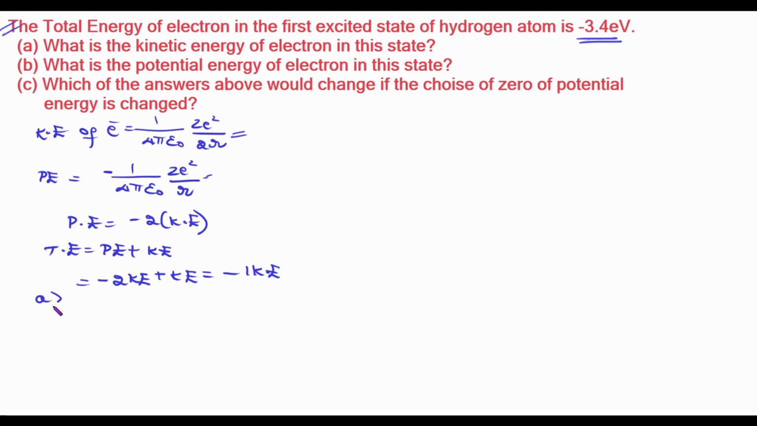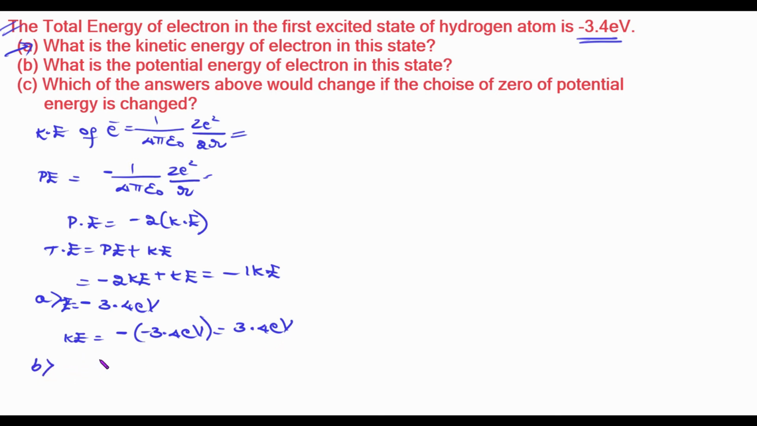So now let's start solving the first sub question. What is the kinetic energy of electron in this state? In the first excited state the total energy is given as minus 3.4 eV, and here the kinetic energy is actually equal to minus of the total energy, minus of minus 3.4 eV. So it is 3.4 electron volts. Next, question B.